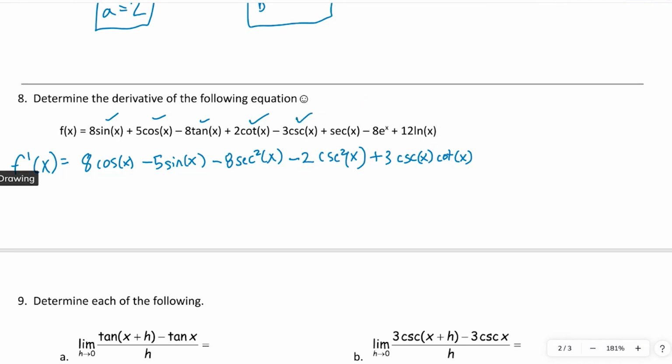All right, so now we got that one. Derivative of secant is just going to be secant times tangent. So secant x tangent x. Okay, got that. And then the derivative of e to the x is just itself, so minus 8 e to the x. And then finally 12 times the natural log of x. So plus 12 times x to the negative 1, or you might write that as 12 over x. These two things are the same.